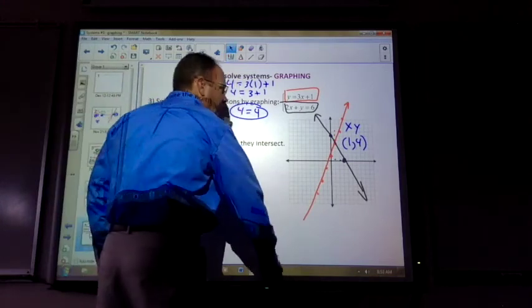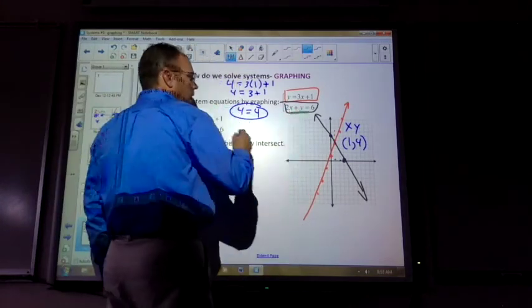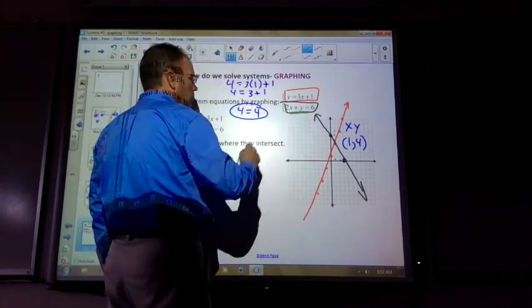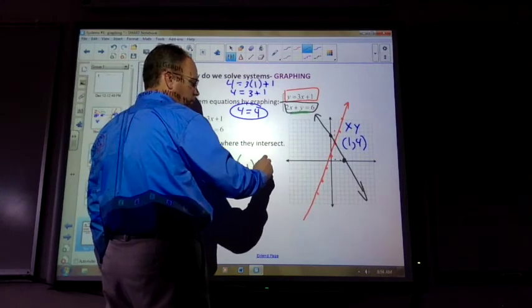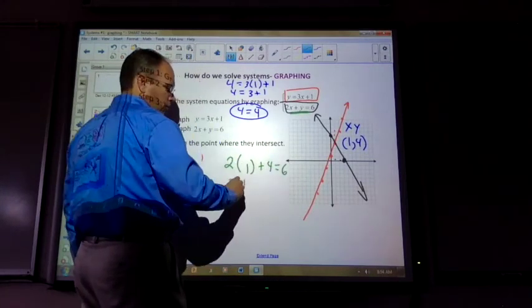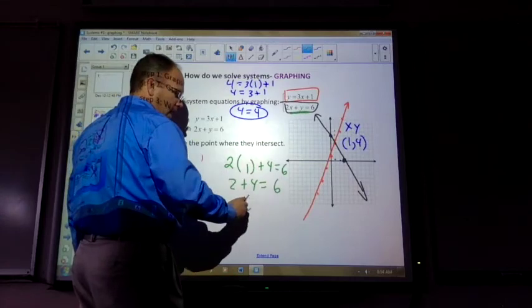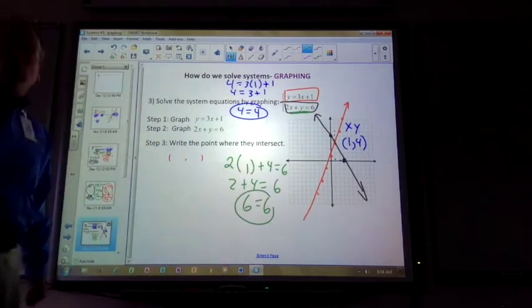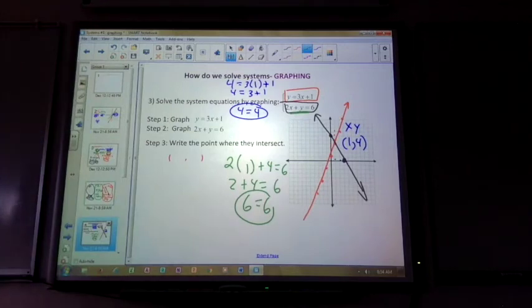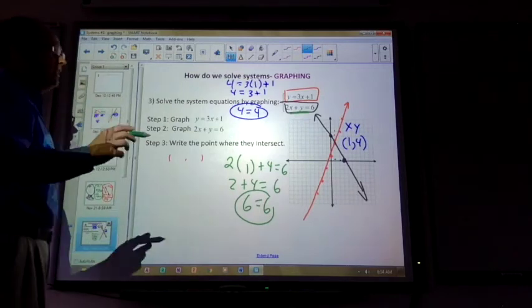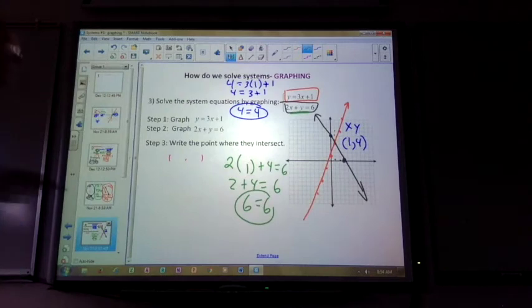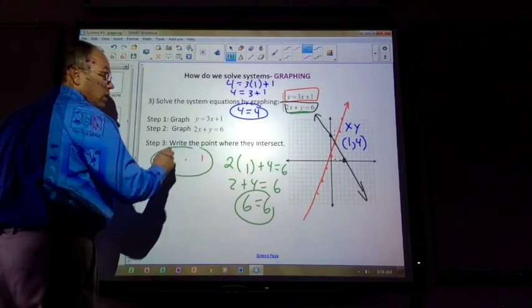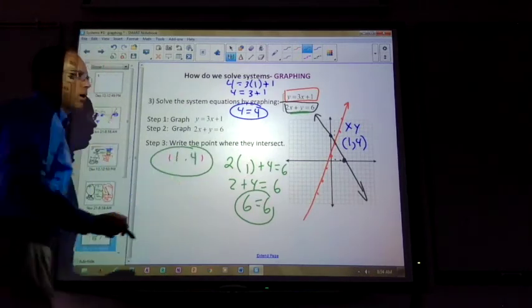And if I take that point and plug it in here, I'm going to get 2 times 1 plus 4. Is that equal to 6? Well, 2 plus 4, is that equal to 6? Yes. So that tells me that the point 1, comma 4 also falls on the black line. And they happen to be the exact same point where they intersect. So the solution to this problem is 1, comma 4.